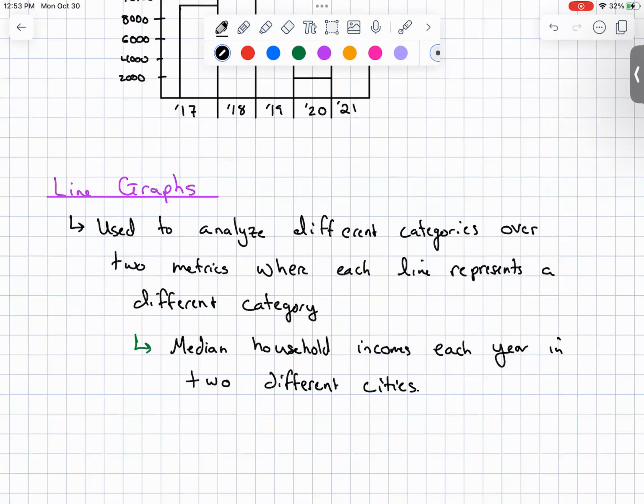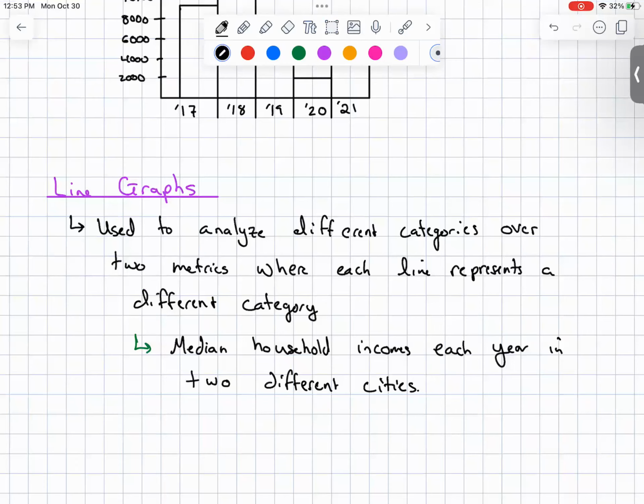A lot of times time is one of them. Usually the horizontal or the x-axis is time. And then the vertical one is the other thing that's measured. But this is where each line represents a different category.